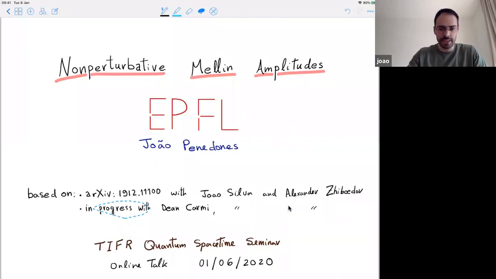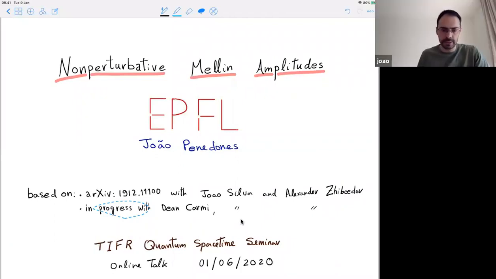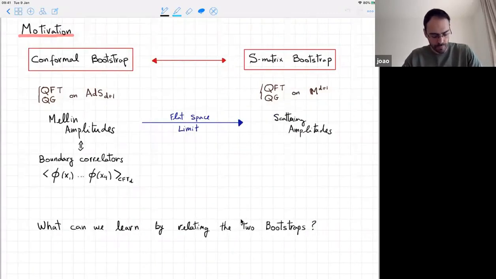Okay, so as I was saying, this would be about Mellin amplitudes. So let me start right away with some brief motivation. What's the context of Mellin amplitudes? Well, at least from my point of view, I like to think of it as one important piece in this bootstrap landscape. So in particular, we have two different bootstraps, or at least seemingly different.